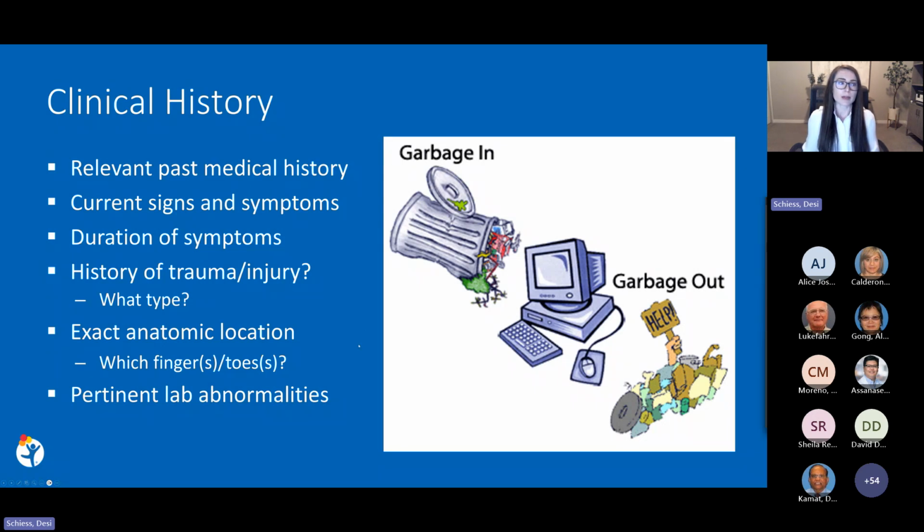The next step when ordering imaging is to enter the clinical history. This is super important because without knowing the clinical context, the radiologist may come to an incorrect conclusion about the findings. This is another saying we have in radiology, which is garbage in, garbage out. So what does the radiologist want to know? Some helpful things to include are any relevant past medical history, the current signs and symptoms, as well as the duration, whether there's any history of trauma or injury, and what happened.